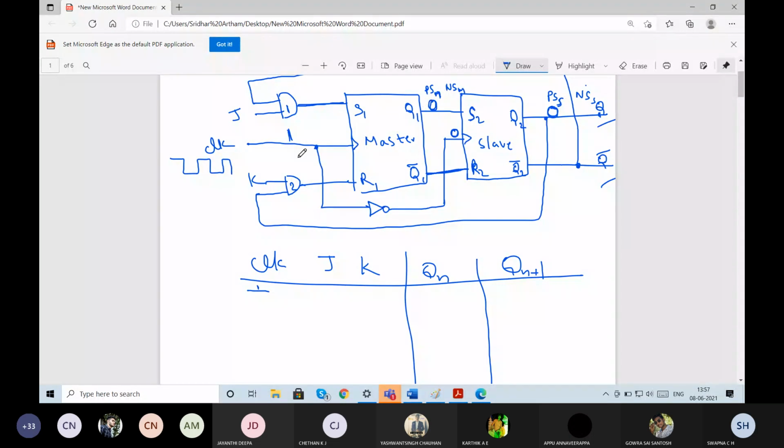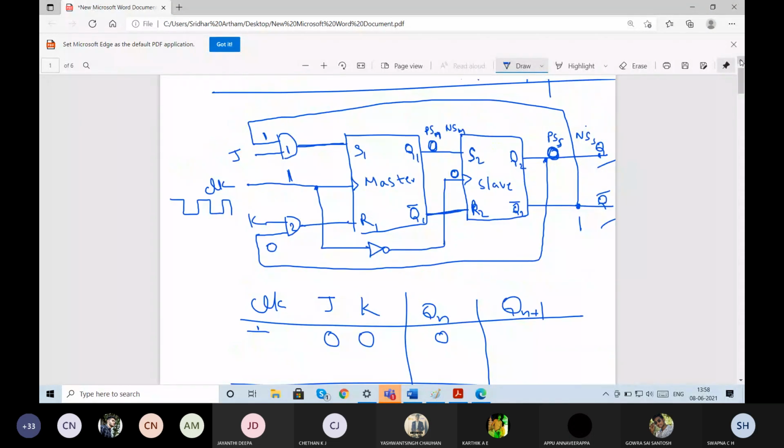Maybe it will be clear if you just see this. I'm considering this as 0. So this Q will be 0 now, and Q bar, which is 1, will be sent to the first AND gate. So when the clock is 1, J and K values are 0 0, and the present state is 0. This Q is nothing but the present state. Let us see what happens now. This 0 is fed to the second AND gate, and this Q bar, which is 1, is fed to the first AND gate.